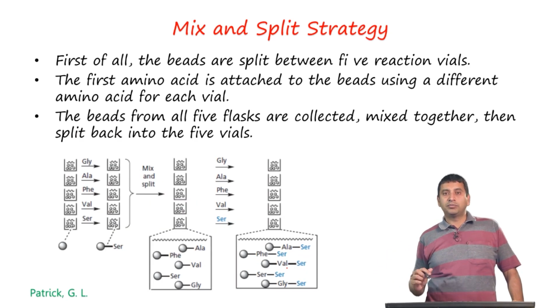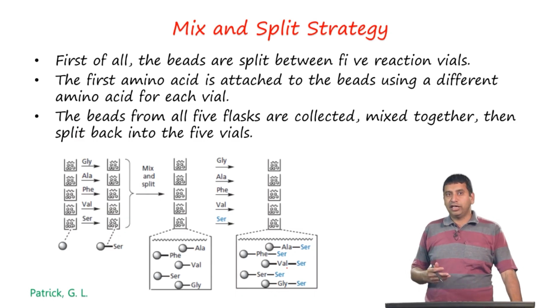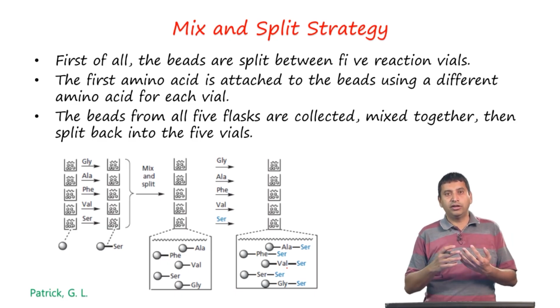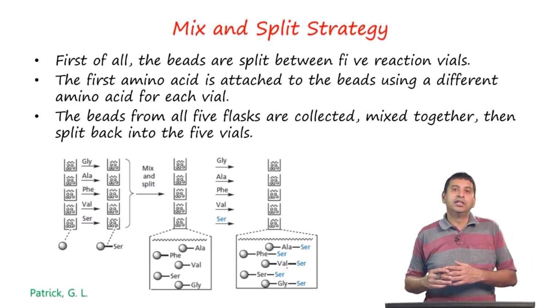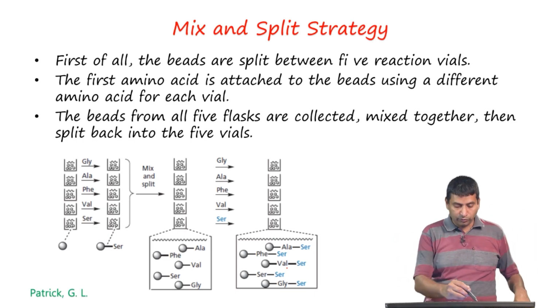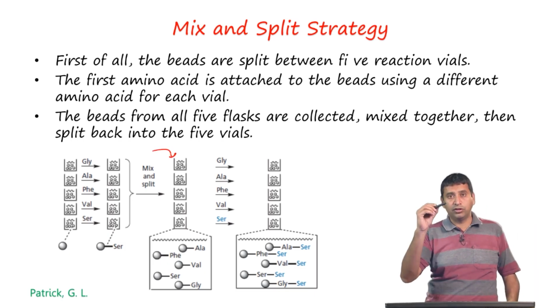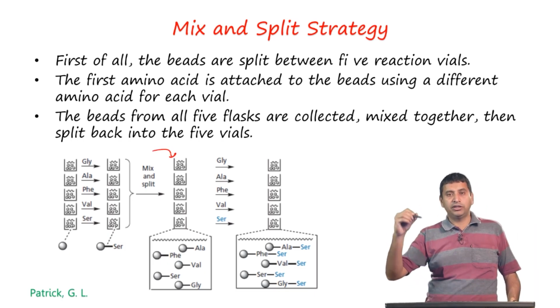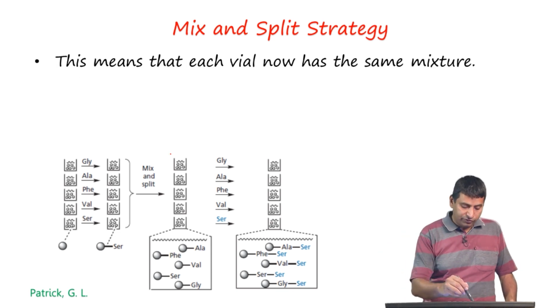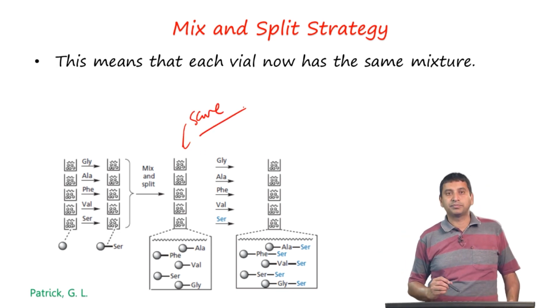Okay. Now, just to recap quickly, the beads are split between the 5 reaction vials, and then the first amino acid is attached to the beads using a different amino acid for each vial. Then the beads from all the 5 flasks are collected, mixed together and split back into the 5 vials. So, that is what we did in this process. This is called the mix and split strategy. This means that each vial now has the same mixture. So, at this point they all have the same mixture.